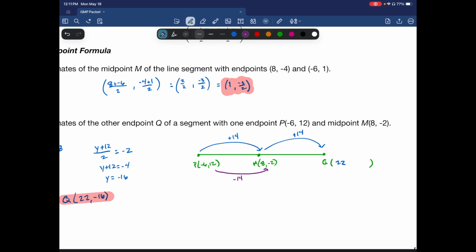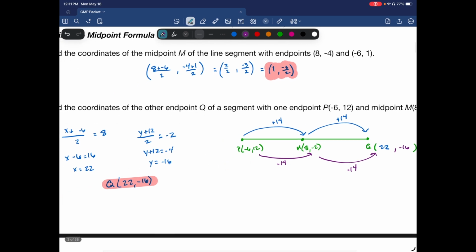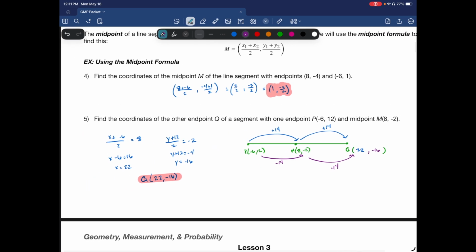Okay, so minus 14 here. Negative 2 minus 14 is going to give you negative 16. Well, (22, -16), that's what we found out algebraically. So pick whichever method you want to do, and I'm fine with that.